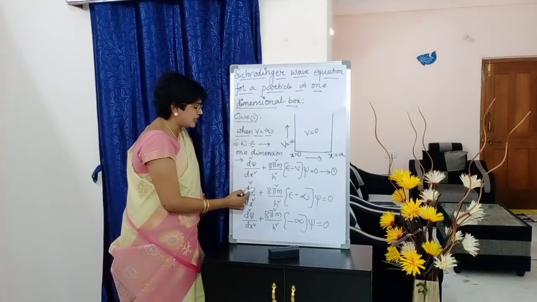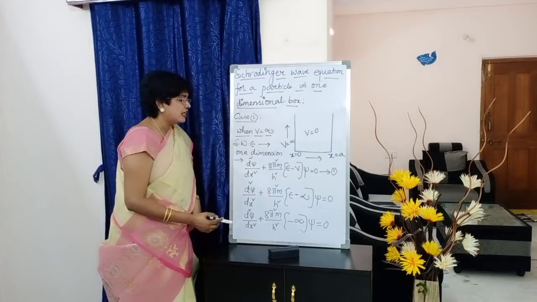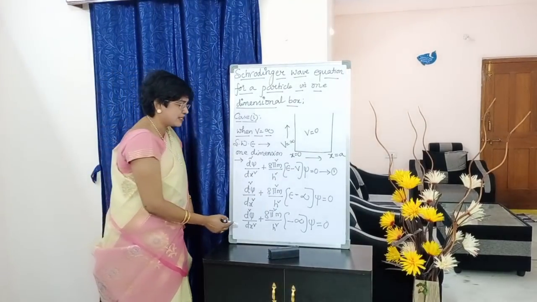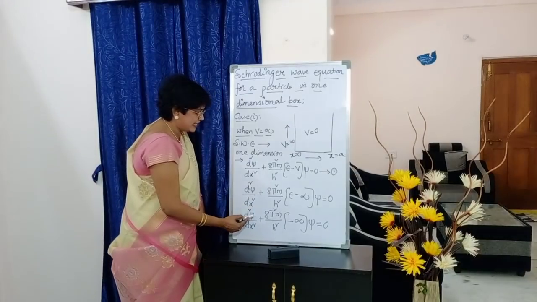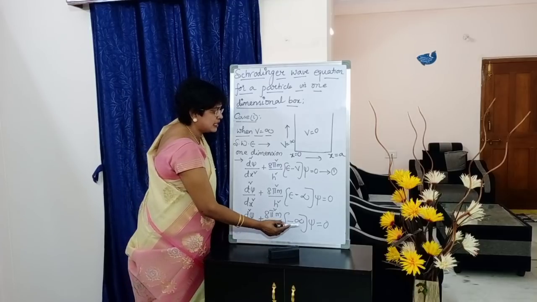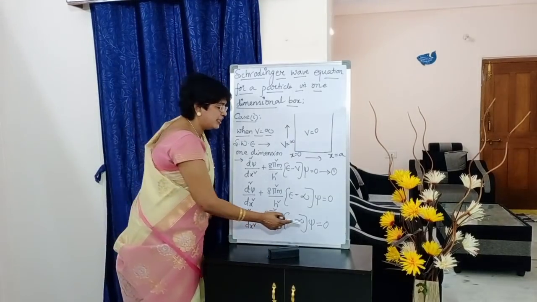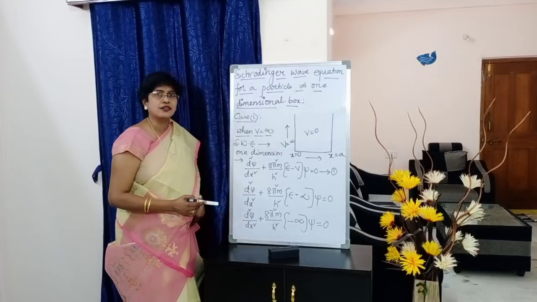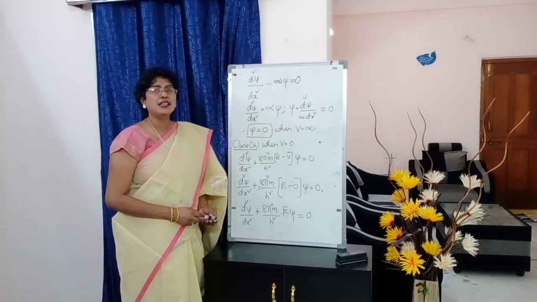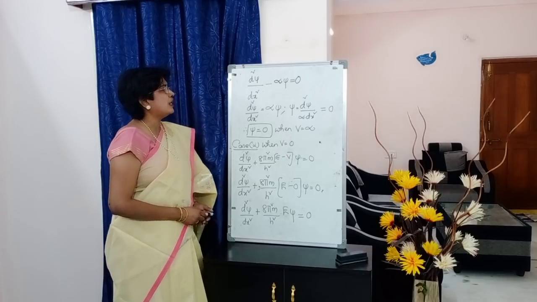Next step: d square psi by dx square plus 8 pi square m by h square into (E minus infinity) into psi is equal to 0. Next step: d square psi by dx square plus 8 pi square m by h square into minus infinity, since E can be neglected when compared to infinity, into psi is equal to 0. Next step, students: d square psi by dx square minus infinity into psi is equal to 0.